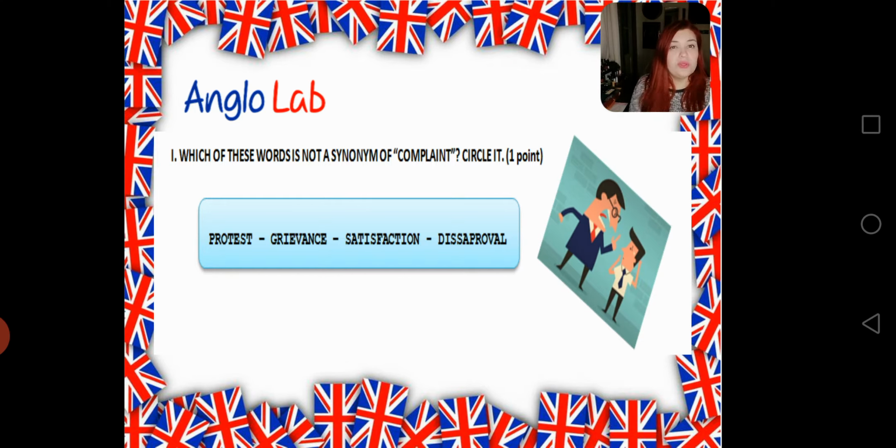Now let's go with your worksheet. In the first exercise, the instruction says, which of these words is not a synonym of complaint? I want you to circle it. So to do this exercise, you can use a dictionary. We have 3 of these words which are synonym, and one of them is not a synonym of the word complaint. So I want you to circle the one that is not a synonym.